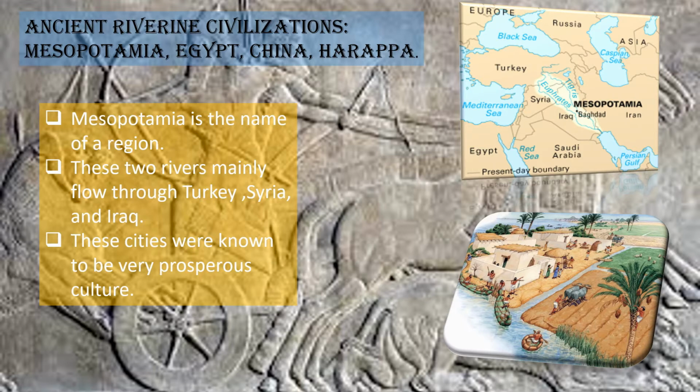Ancient Mesopotamia had great cities like Ur, Uruk, Nippur, etc. These cities were home to a very prosperous culture, meaning a very rich culture.